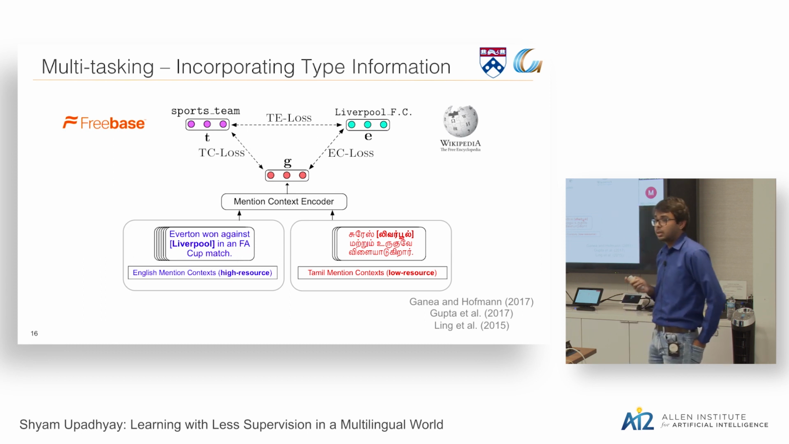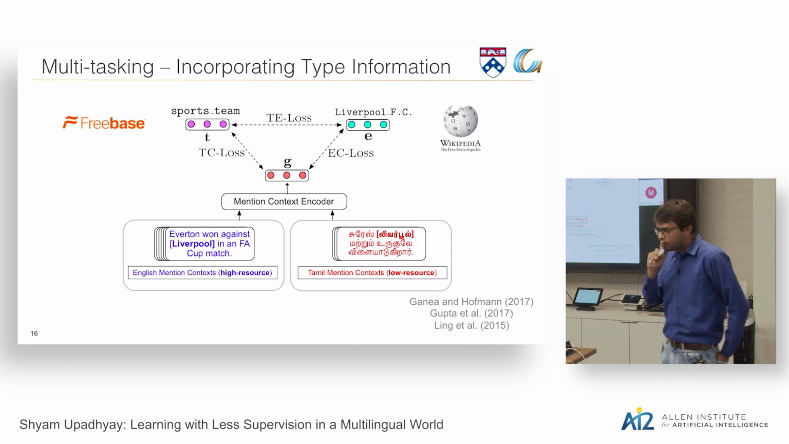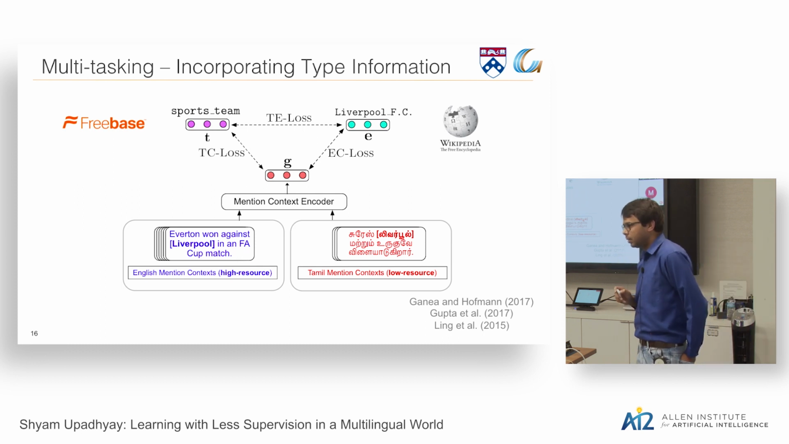Any questions so far? Yeah. How many possible entities are there when you're doing this? So we work with around 500,000 entities from Wikipedia.